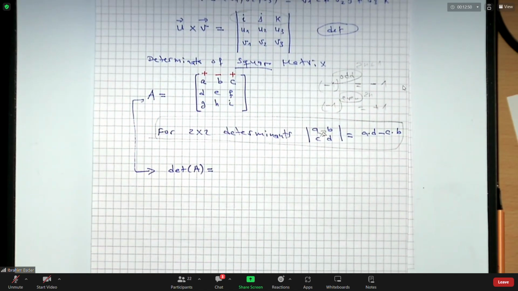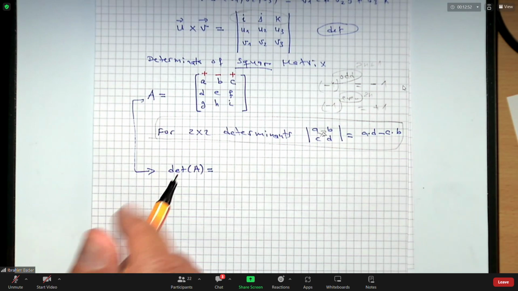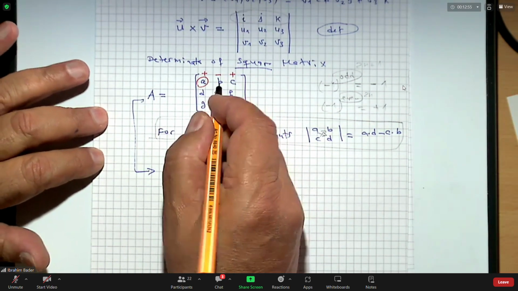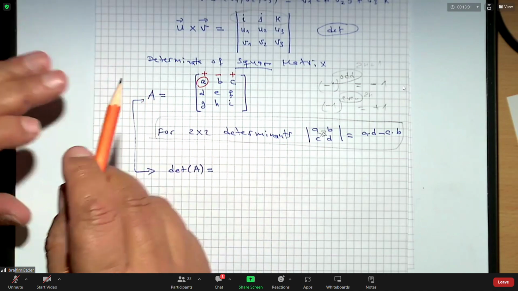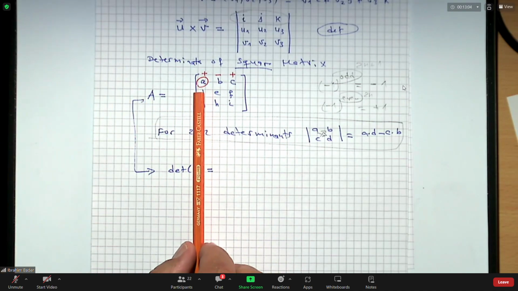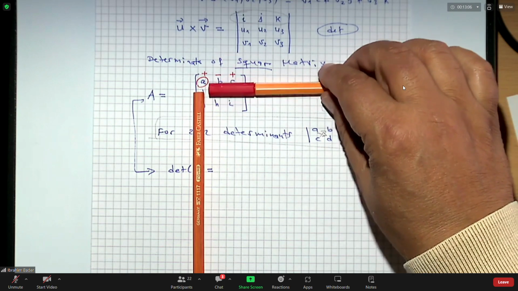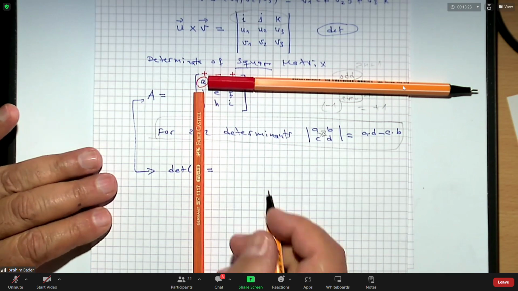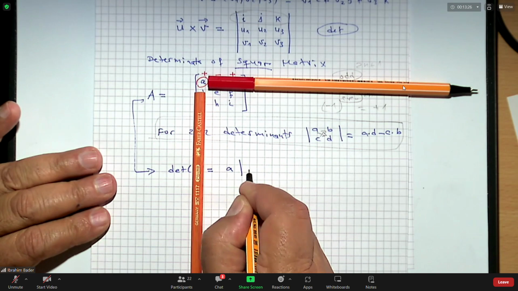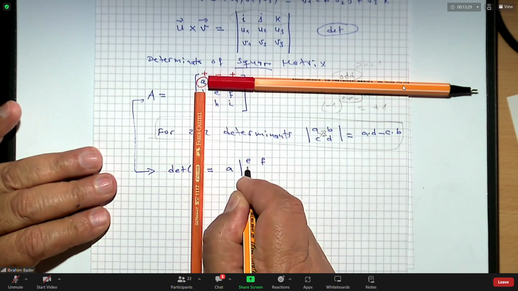Now what we do here: I will take this element, A, and then I will cancel the row and the column where A is located. It's just like you take this and cancel them. Now notice in the middle, I'm left with a 2 by 2 determinant. So I multiply A with this 2 by 2 determinant. This is a number. Is it clear so far? So A, and then I will write the determinant E, F, H, I.